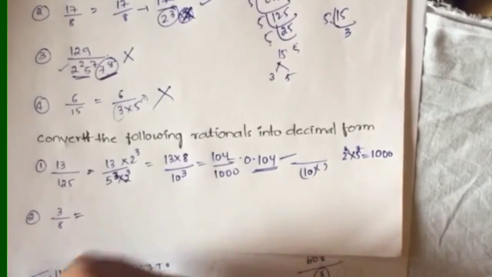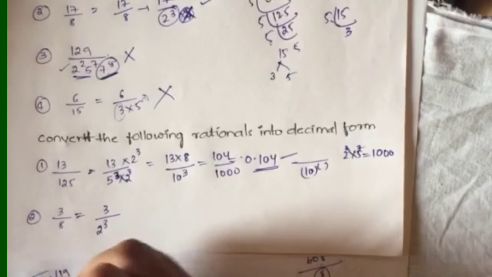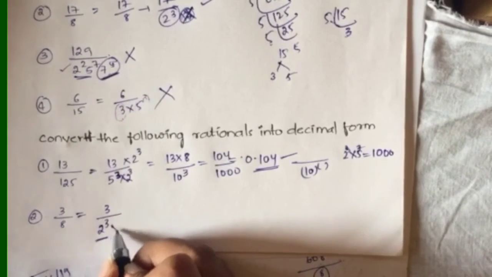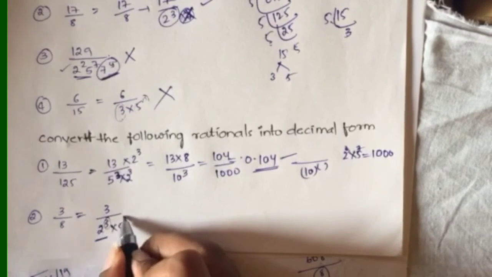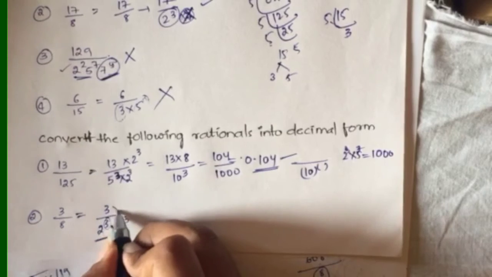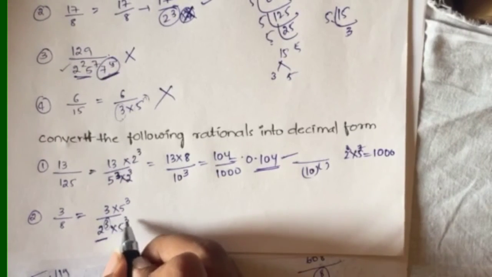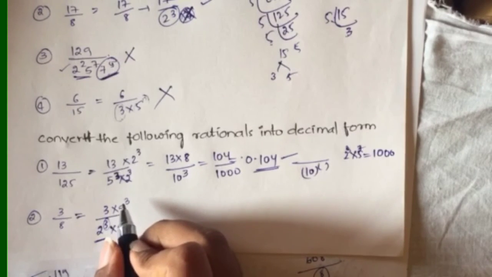The next is 3 by 8. 3 by 8, you can express 8 as 2 power 3. But in the denominator, you have only 2 power something. You don't have 5 power something, right? So you have to multiply with the same power, 5 power 3, and the same 5 power 3 in the numerator also, because if you don't multiply with the same 5 power 3 in the numerator also, the value of the fraction will get changed.